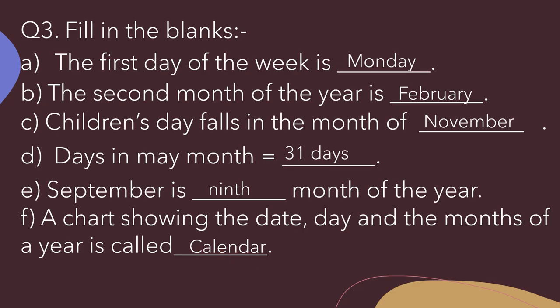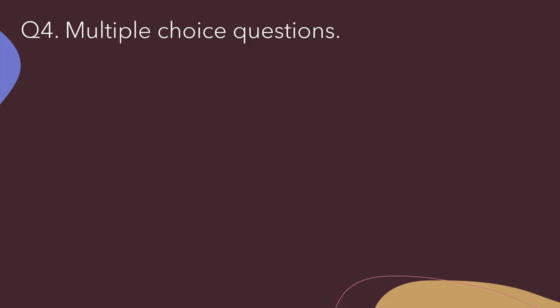Calendar. Understood, beta? Now beta, question number 4, multiple choice questions. So here beta, in multiple choice questions we have 4 or 5 options. We need to look at all the options, and which option is correct you have to tick that option, and which option is wrong you have to cross that option.